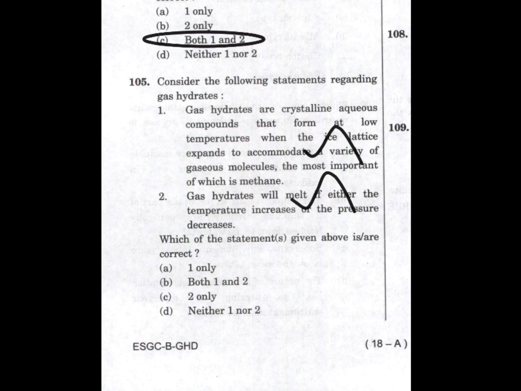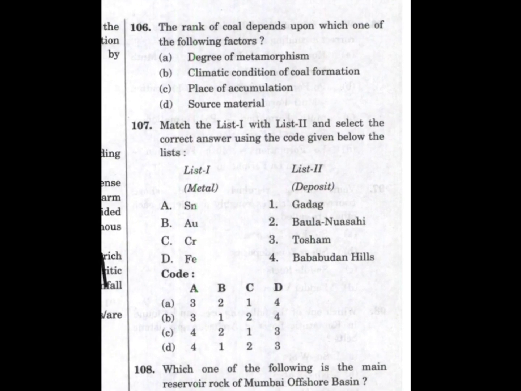the hydrate structure. This gas hydrate topic is also an important question. Okay, next one: the rank of coal depends upon which one of the following factors. Four options are given: degree of metamorphism, climate condition of coal formation, place of accumulation, source of material.